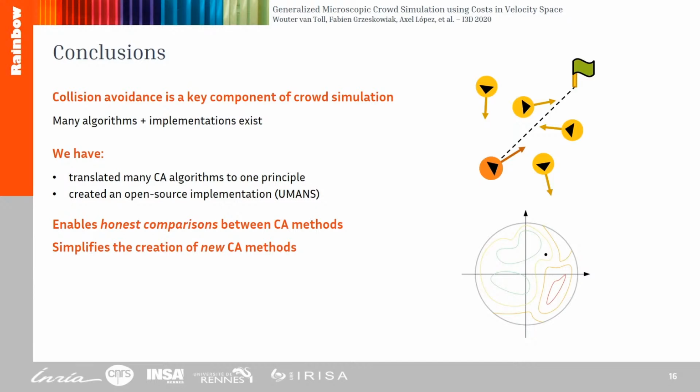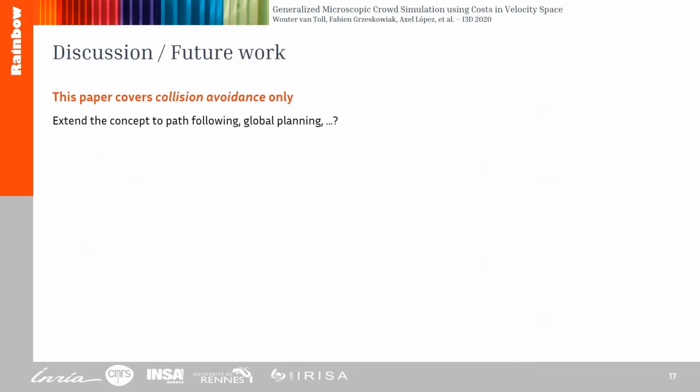HUMANS enables honest comparisons between collision avoidance methods, and it simplifies the creation of new ones. Of course, we have only looked at collision avoidance, but it would be interesting to see if the same concept of cost function optimization also applies to path following or maybe even path planning, and this would be a big contribution to crowd simulation research in general.